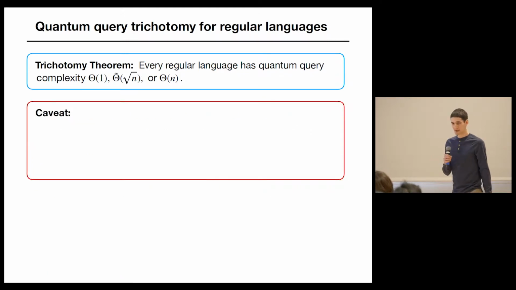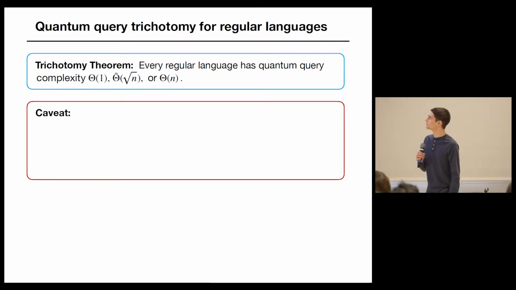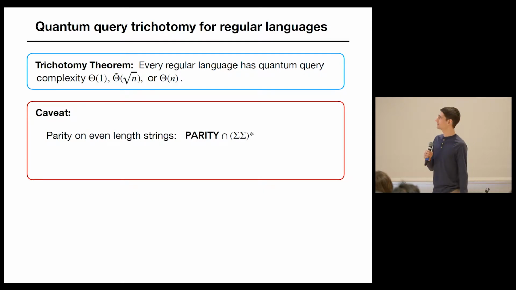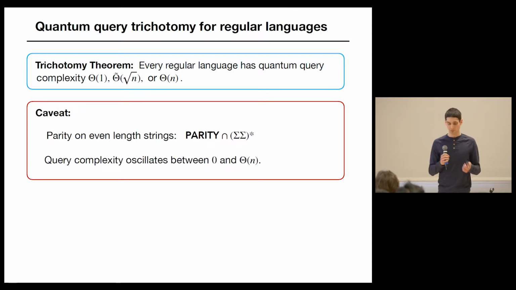So before I go into talking about the proof, there's one major caveat here. I've lied to you yet again. So consider the following language. It's parity, but only on even length strings. And so this language is manifestly regular, and yet if we look at its quantum query complexity, something strange happens, right? So on words of odd length, there's nothing to do.